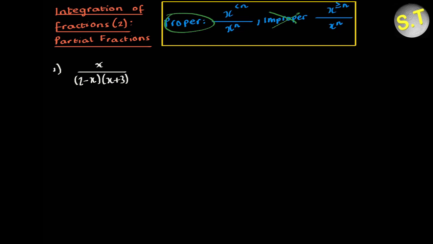So what partial fractions does is take this fraction and transform it into two separate fractions. So we would have, for example, a over 2 minus x plus b over x plus 3, where a and b are unknown coefficients at this stage. So what we've done is separate this out into two separate parts, indicated in yellow and green here.